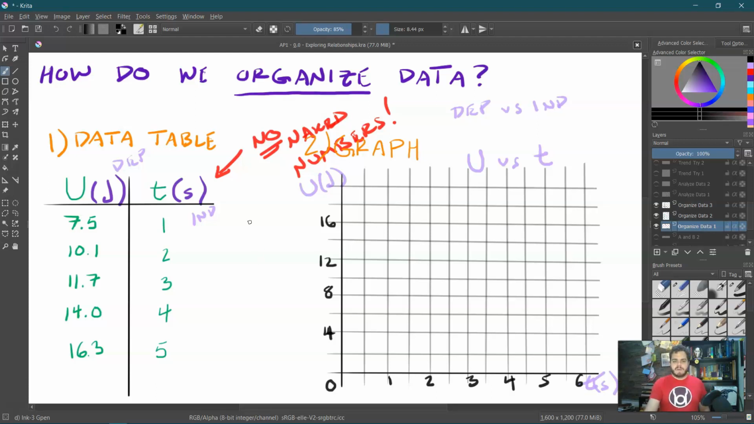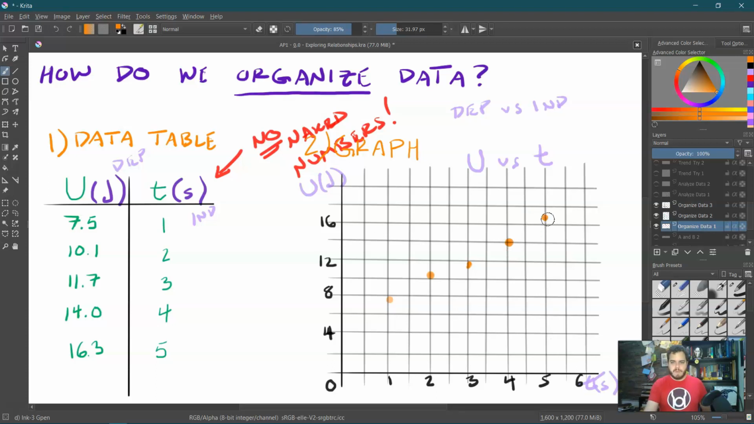All right, now let's go ahead and graph these points. Let's make this a little bigger. So we've got 1, 7.5. That goes right about here. I have 2, 10.1. So this is right about there. I have 11.73, which is roughly there. Oh, a little bit higher. There we go. I have 4, 14, right on the dot. And I have 5, 16.3.